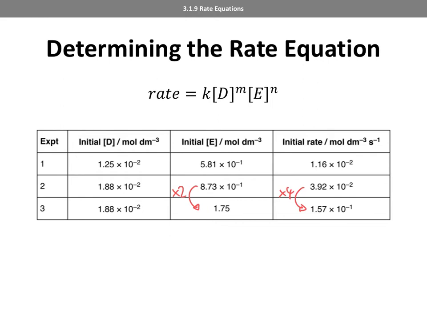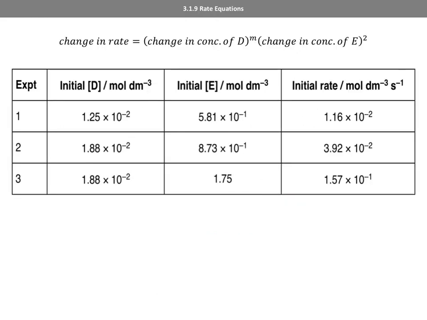So we can partially complete our rate equation at this point. Now we know how the concentration of E affects the rate of reaction, we can compare two different experiments and determine the order with respect to D. So let's choose experiments 1 and 2. Now when we look at runs 1 and 2, one of the things that we notice is that D does change, but so does E. So we're going to have to factor that in and we're going to have to refer back to our partially filled rate equation.